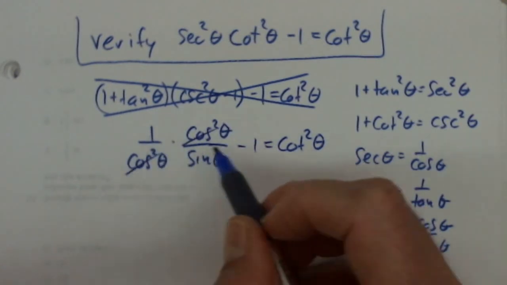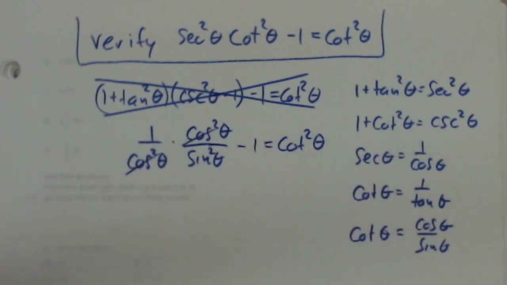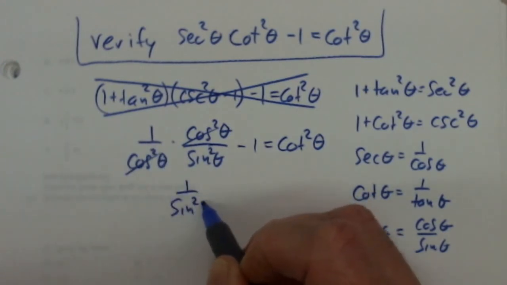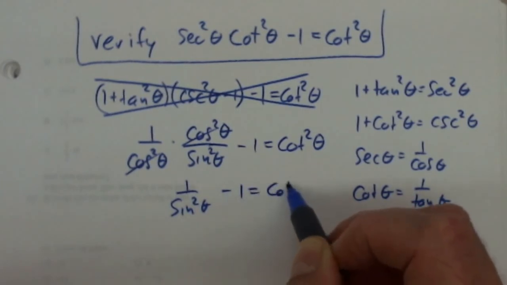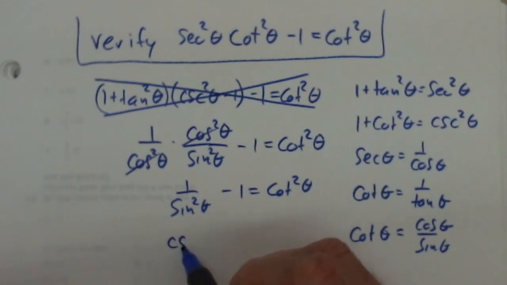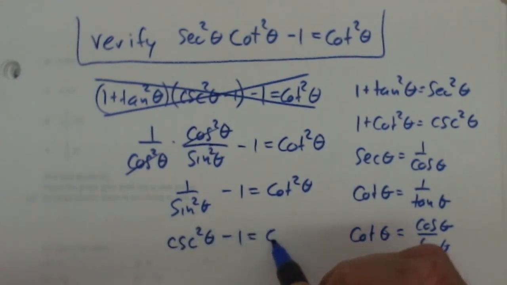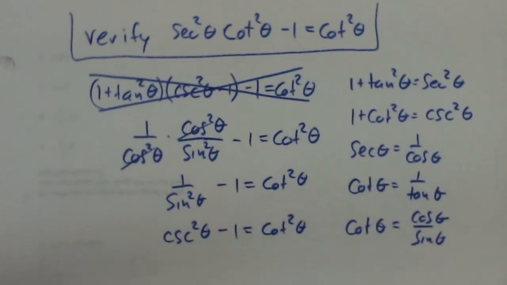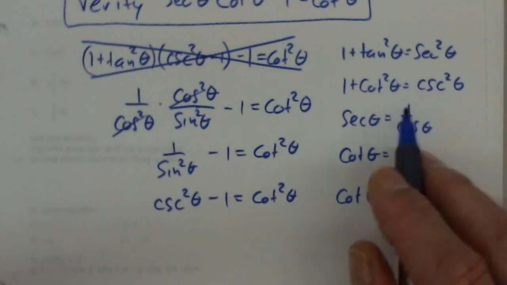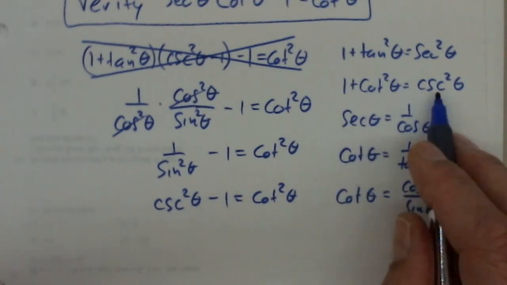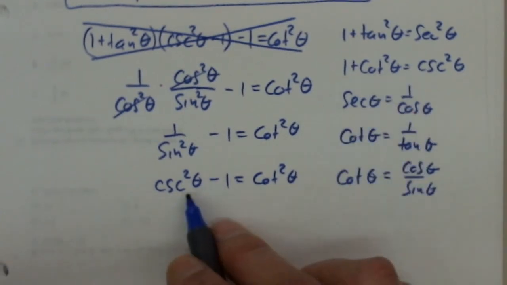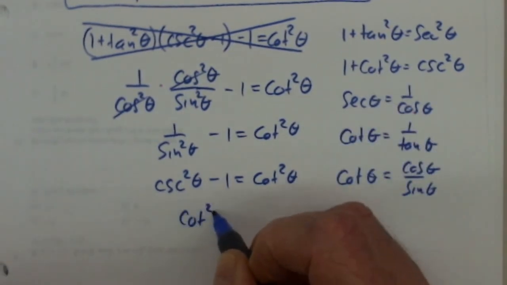So we'll cancel that. We have 1 over, and that's squared. So we have 1 over sine squared. And 1 over sine squared is cosecant squared. We see cotangent, cosecant, cotangent, cosecant. So cosecant squared minus 1 is equal to cotangent squared. All of this is cotangent squared, and we're done.